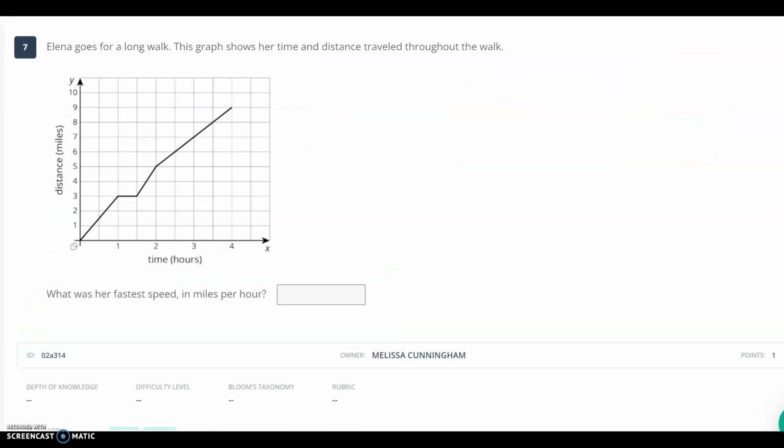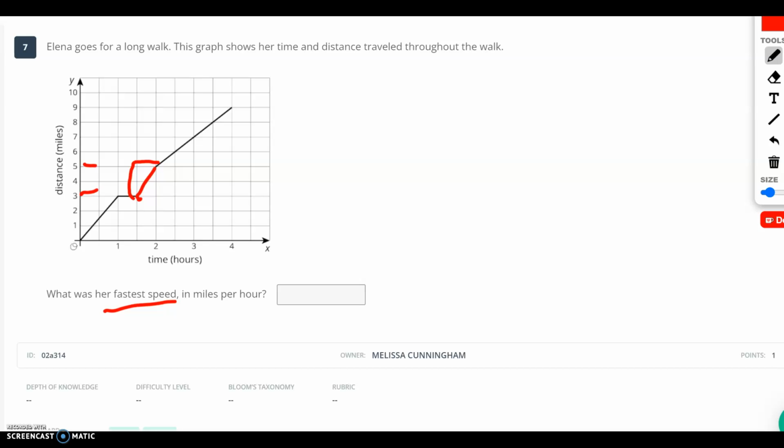Question number 7. Elena goes for a long walk. The graph shows her time and distance traveled throughout the walk. So what we're looking at, we want to know when is her fastest speed. Well, her fastest speed would be right here. So how do we find the speed? Or the speed would be the rate of change or the slope. Same thing. Rise over run. Change in y over change in x.